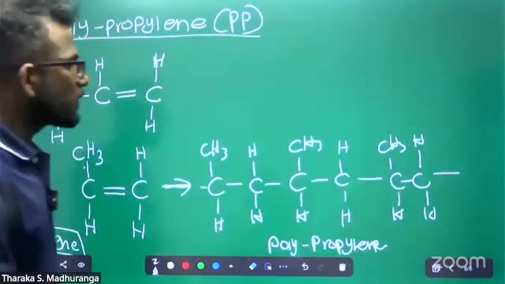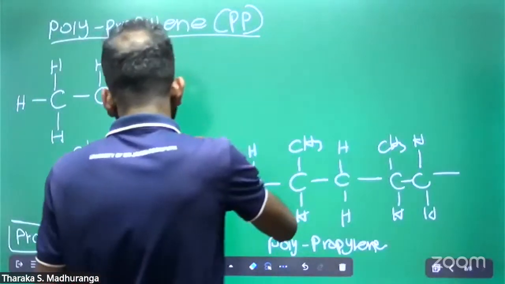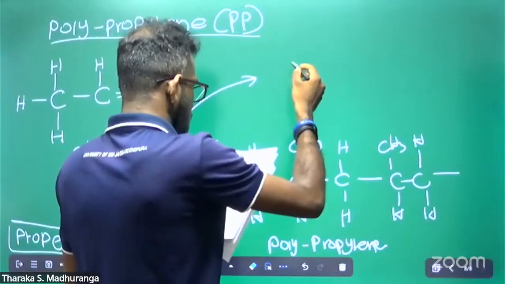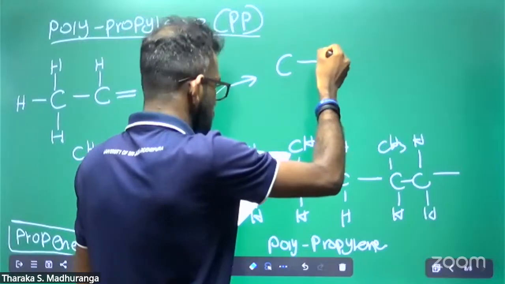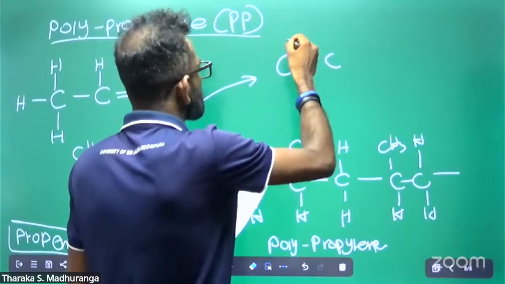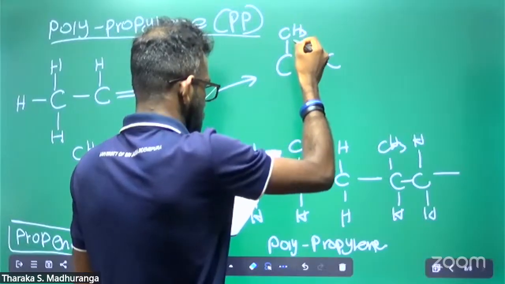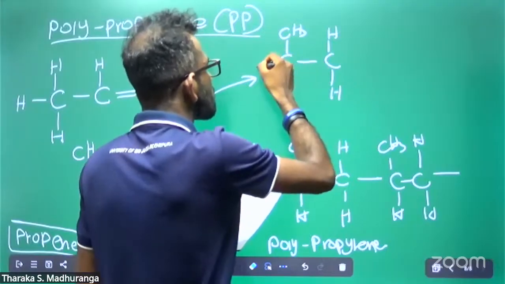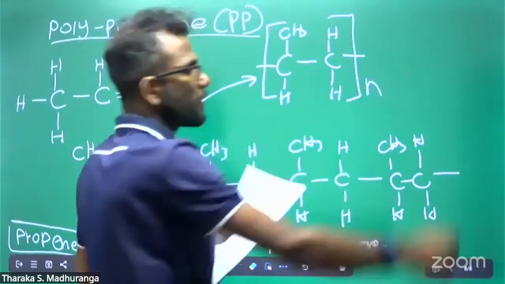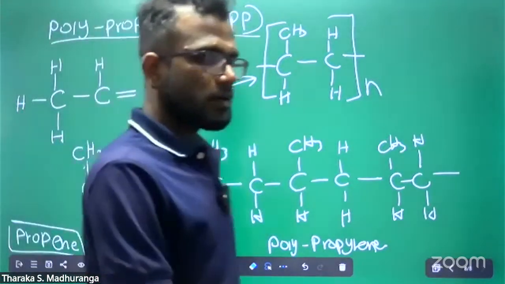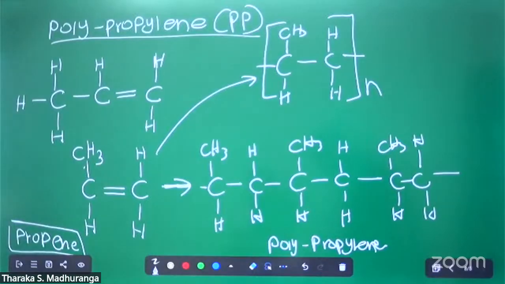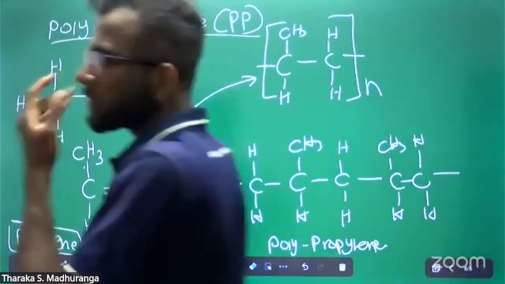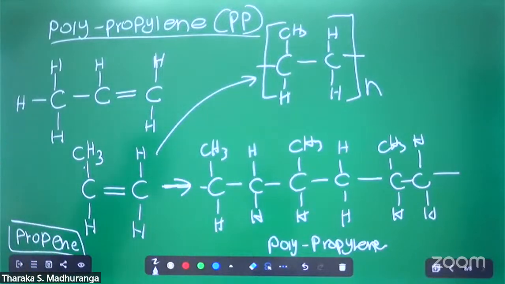Polypropylene. If you want, you can simply explain it as carbon, carbon, carbon, carbon, CH3, hydrogen, hydrogen, hydrogen, number of N, like this. N number of propene combine with each other, then produce polypropylene. I made it simple.